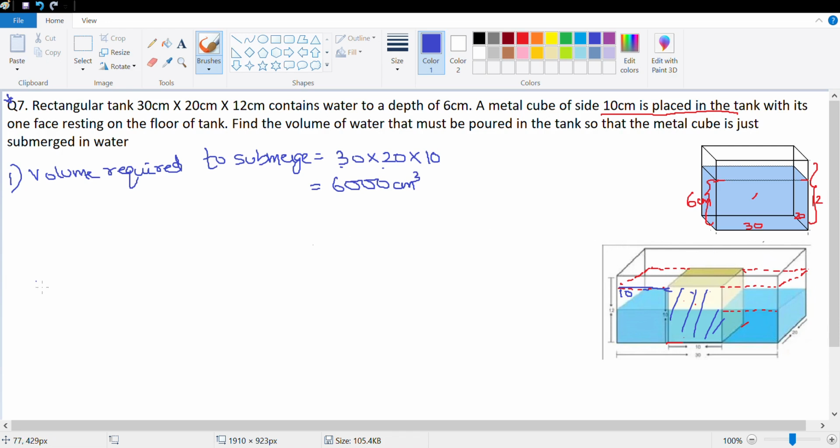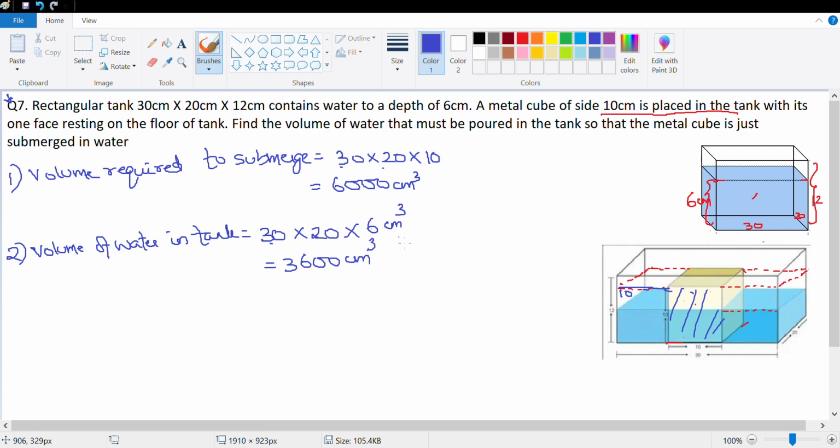How much water is already in the tank? So volume of water already in tank. It says it is filled up to 6 centimeter, which means the volume of water is 30 into 20, that's length into breadth, and the height is 6. So this much water is already in the tank. So this is 3 into 2, 6, 6 into 6, 36. So 3,600 centimeter cube of water is already in the tank.